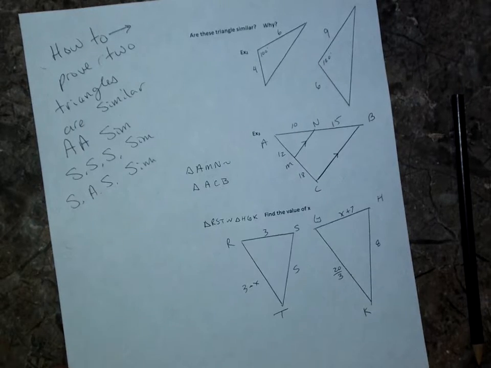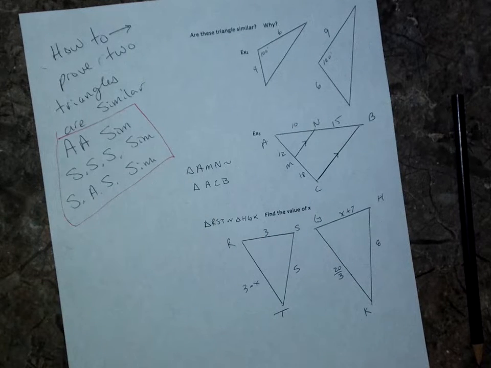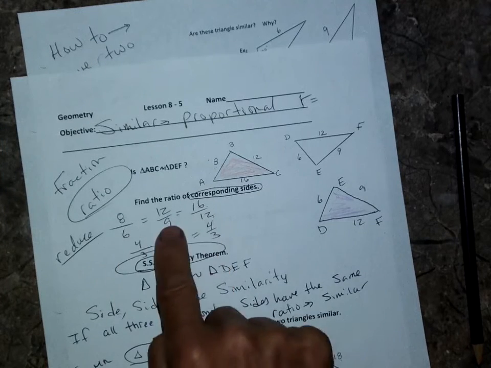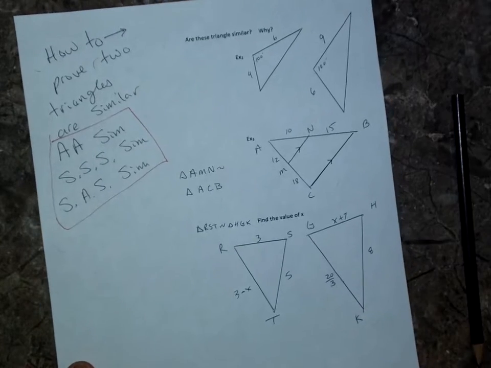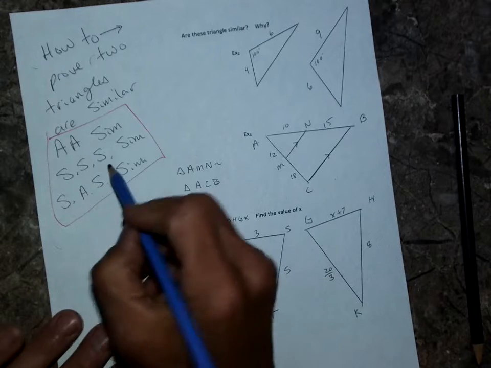Okay, let me circle this. These are the three ways we can prove two triangles are similar. Angle is easy. If two angles of one triangle are congruent to two angles of another triangle, they're similar. We just saw side, side, side: if all the corresponding sides have the same ratio, then they are similar. Now the last one is side, angle, side.